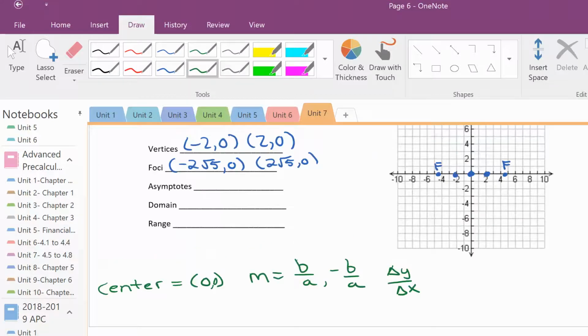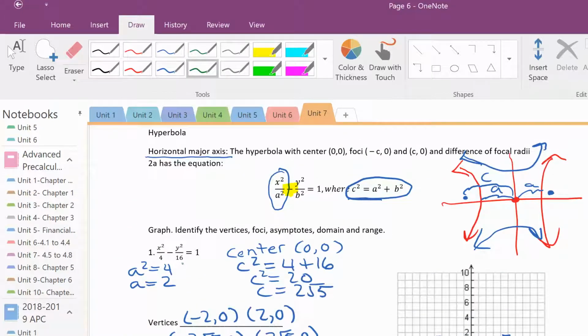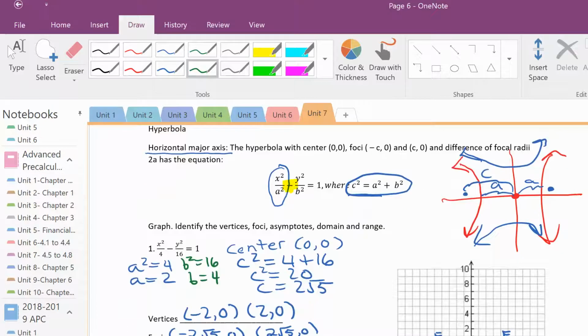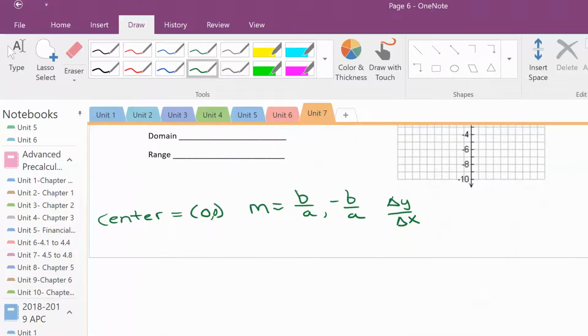So to find the slope, in this case, you know b squared is 16. So b is going to be 4. So to find the slope of the asymptote, the line, it's going to be 4 over 2 and negative 4 over 2, which means it's 2 and negative 2.